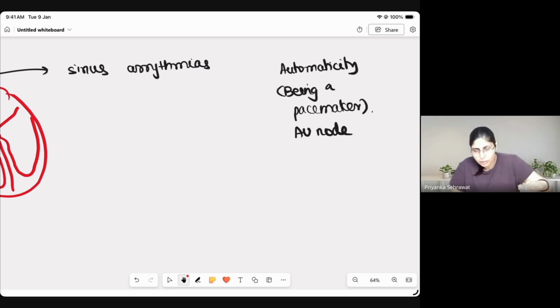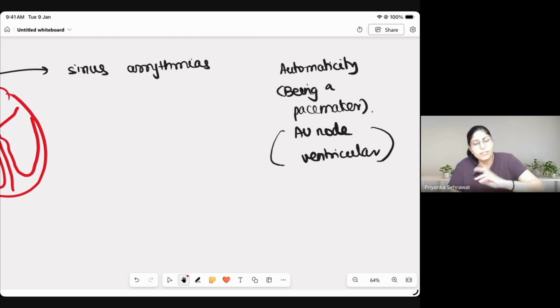AV node gets blocked, there will be heart block. What will the heart do? The ventricular muscles will try to generate the current in order to continue with the contraction of the heart. So these are abnormal pacemakers that can get formed. These abnormal pacemakers can happen with respect to atrial muscles, AV node, bundle of His, ventricular muscles. Anything in the conduction pathway other than the SA node can lead to arrhythmias.